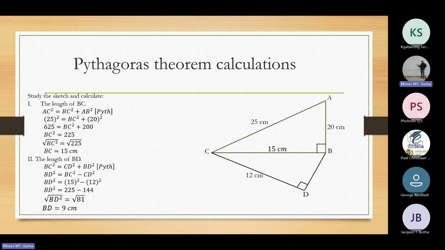Now, when we substitute, there we go, 15 squared minus 12 squared. Moving on, 15 squared is 225 minus 12 squared, which is 144. 225 minus 144 now gives us 81. We find the square root of both sides. Finding the square root of both sides, BD is equal to 9 centimeters. That is how wonderful the theorem of Pythagoras is in this case.